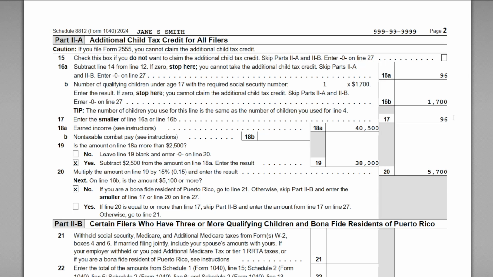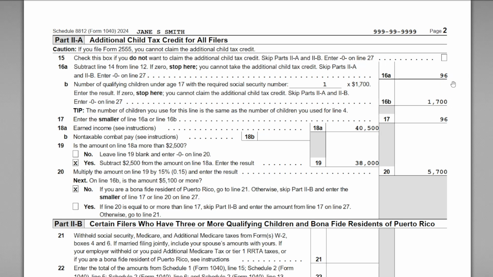Now, 16B, enter the number of qualifying children under 17 that have the SSN. In our case, it's 1. And there you can see the $1,700 maximum ACTC amount for the 2024 tax year. In 2023, that amount was $1,600, and it was even lower in 2022. So $1,700 is going to be the maximum amount of refundable credit that we're going to be able to claim here. All right. Now, line 17 asks us to enter the smaller of line 16A or 16B.